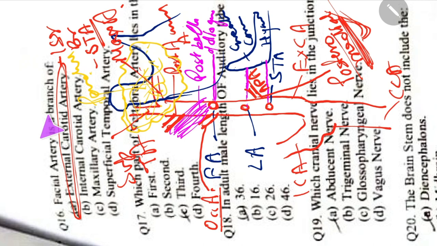Okay, so those are the important tips about the external carotid artery. I have covered them all. If you may not be able to read what I have written, always try to focus on what I'm speaking. So keep listening. Okay, so this question number 16, the answer is A, external carotid artery. Facial artery is a branch of external carotid.